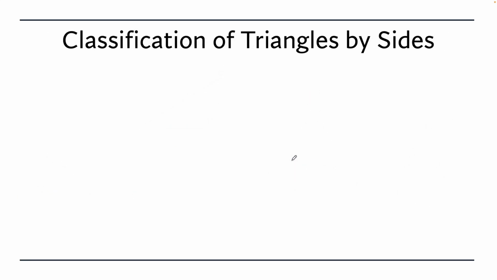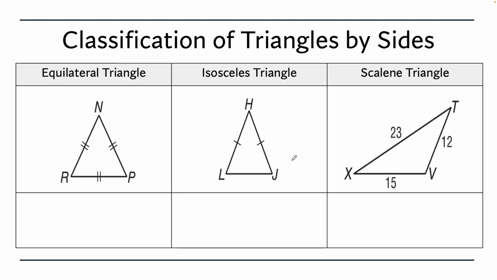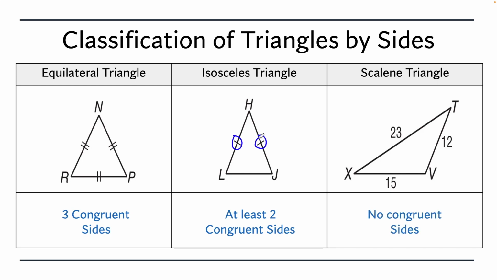Next, we can classify triangles by sides. This time we have three options. We have an equilateral triangle, an isosceles triangle, and a scalene triangle. Now, an equilateral triangle has three congruent sides, very similar to an equiangular triangle, which has three congruent angles. An isosceles triangle has at least two congruent sides. See, we've marked those here. And a scalene triangle has no congruent sides. All the sides are a different length. So let's practice that now.